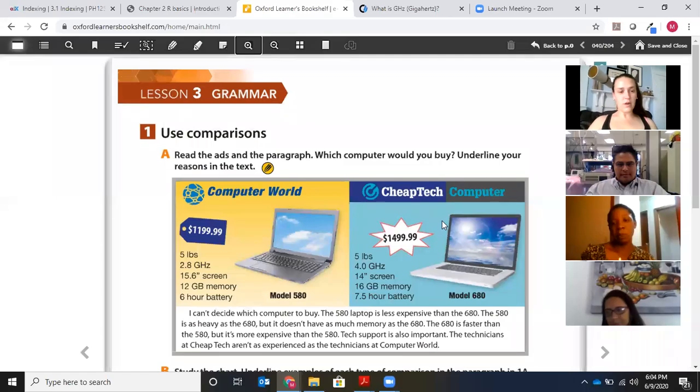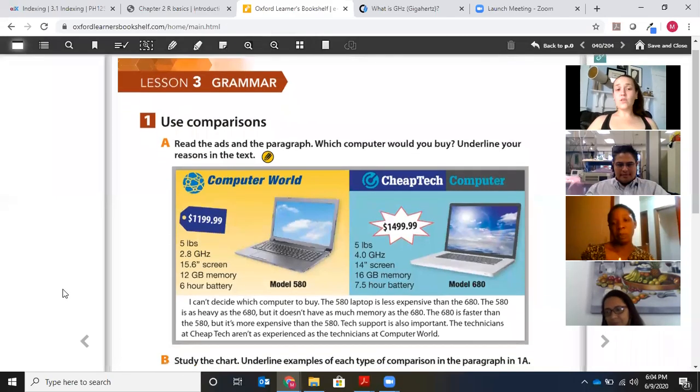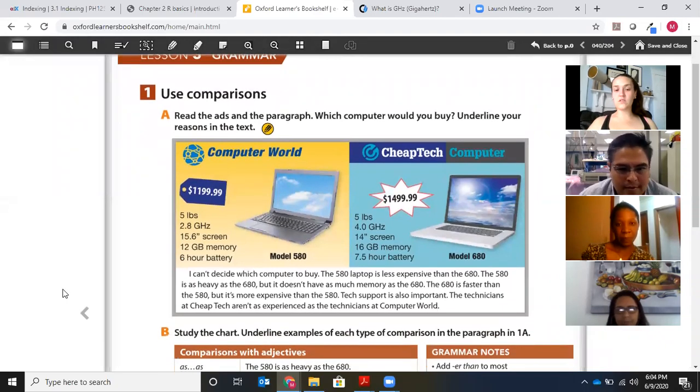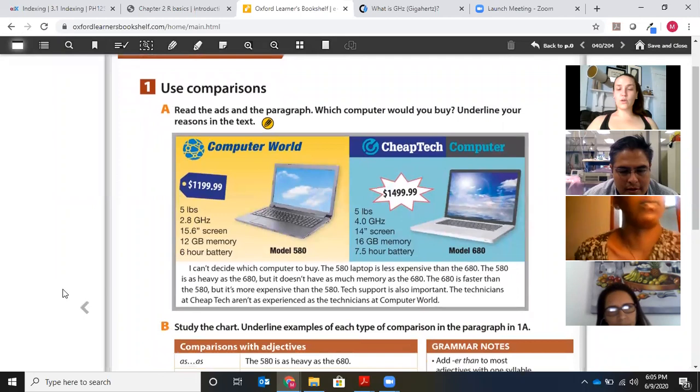We'll start class. All right. So today we're going to learn about using comparisons. We did a little bit of that last week, but now we're really going to get into it, because there are a lot of different ways to make comparisons. We can do that with superlatives. We can do that by saying like or as. So we're going to look through those today and work through them, all right?